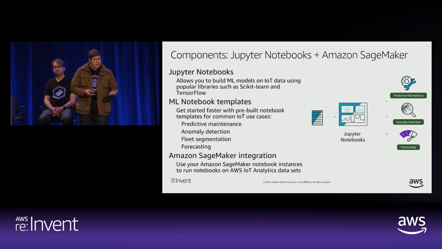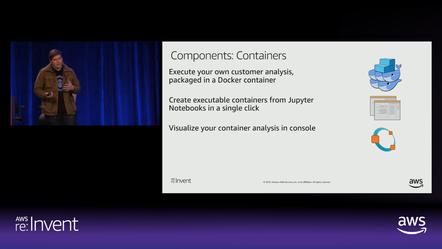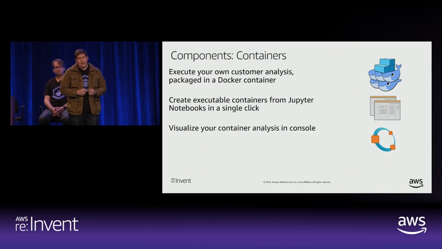And then anything that you've built in SageMaker, you can pull in data sets from IoT Analytics and run those notebooks on top of the data sets. Also, if you have your own containers, you've built out your own custom analysis, if you can bring that Docker container into the container registry, we can then deploy that container inside the service to run on our data sets. And then you can even visualize the Jupyter Notebook containers' outputs in the console. So again, we're trying to build this with data engineers and data scientists in mind.